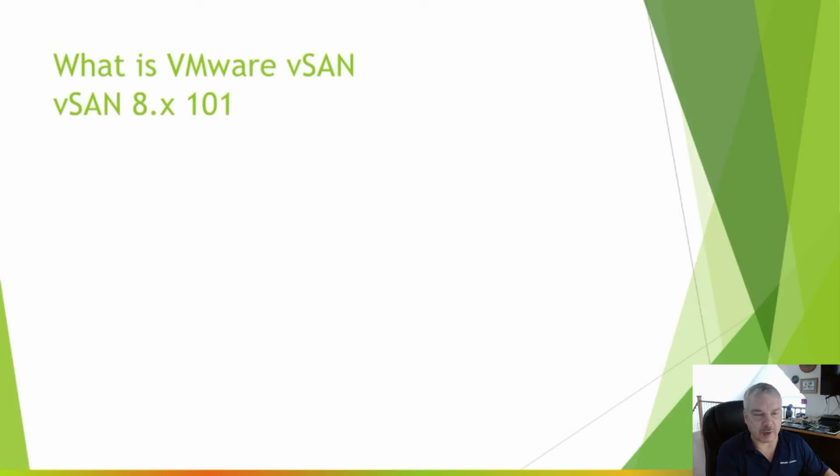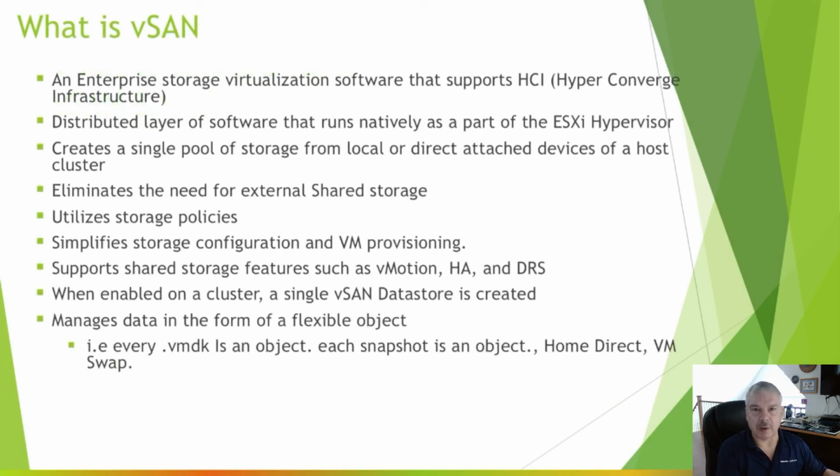So what is vSAN? I'm referring to vSAN 8, but a lot of this stuff is pretty much the same. I'll point out what's new in version 8, but this has been around for a while. So vSAN is an enterprise storage virtualization software that supports the hyper-converged infrastructure. Basically, it's a way for us to virtualize our storage, right? So imagine you want to set up some kind of shared storage solution in VMware, to take advantage of vSphere's HA, DRS, vMotion, all these really cool things.